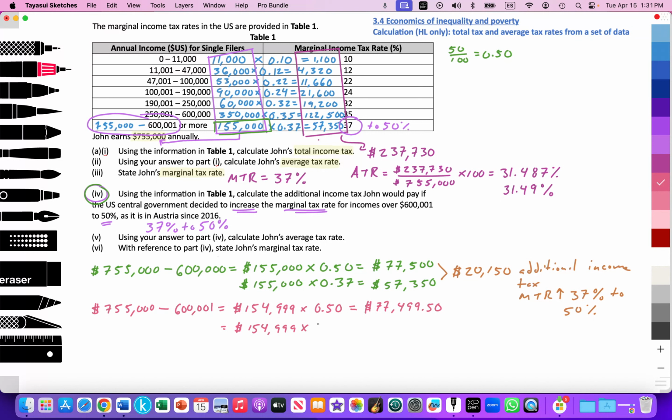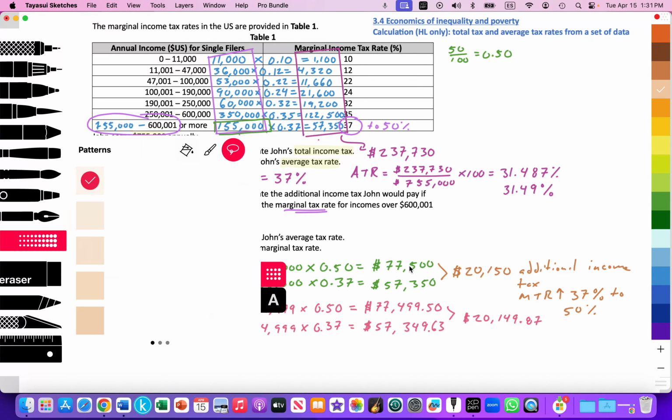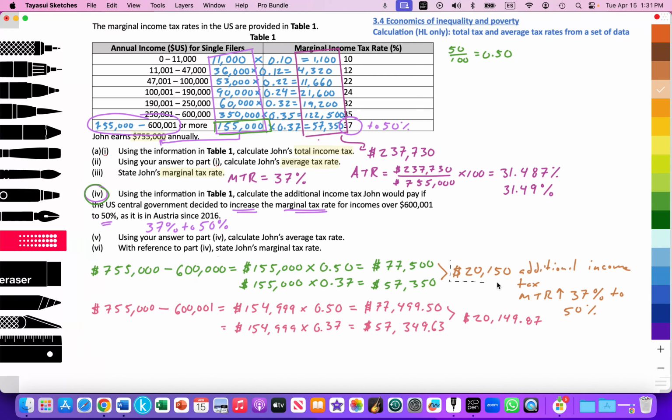Okay. And we could take again that amount, 154,999 times 0.37 equals 57,349.63. And we're going to calculate the difference. We're going to subtract the two, and the difference here is 20,149.87. So either answer is correct. Let's highlight that. It's our final answer: 20,150 as additional income, or this would also be accepted by the IB.